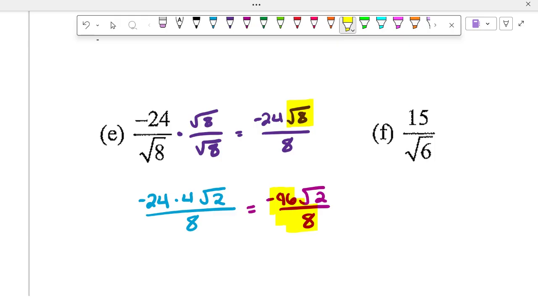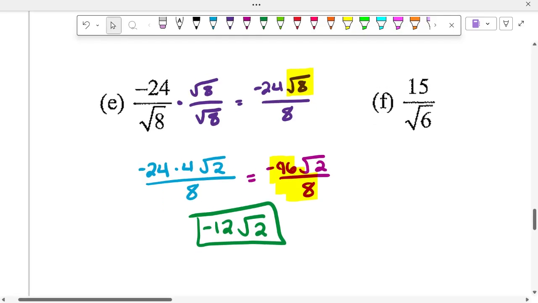So what's negative 96 divided by 8? Negative 12. So this is equal to negative 12 square root of 2. Now, if you weren't 100% sure that you did that correctly, what's a good way you could check yourself?